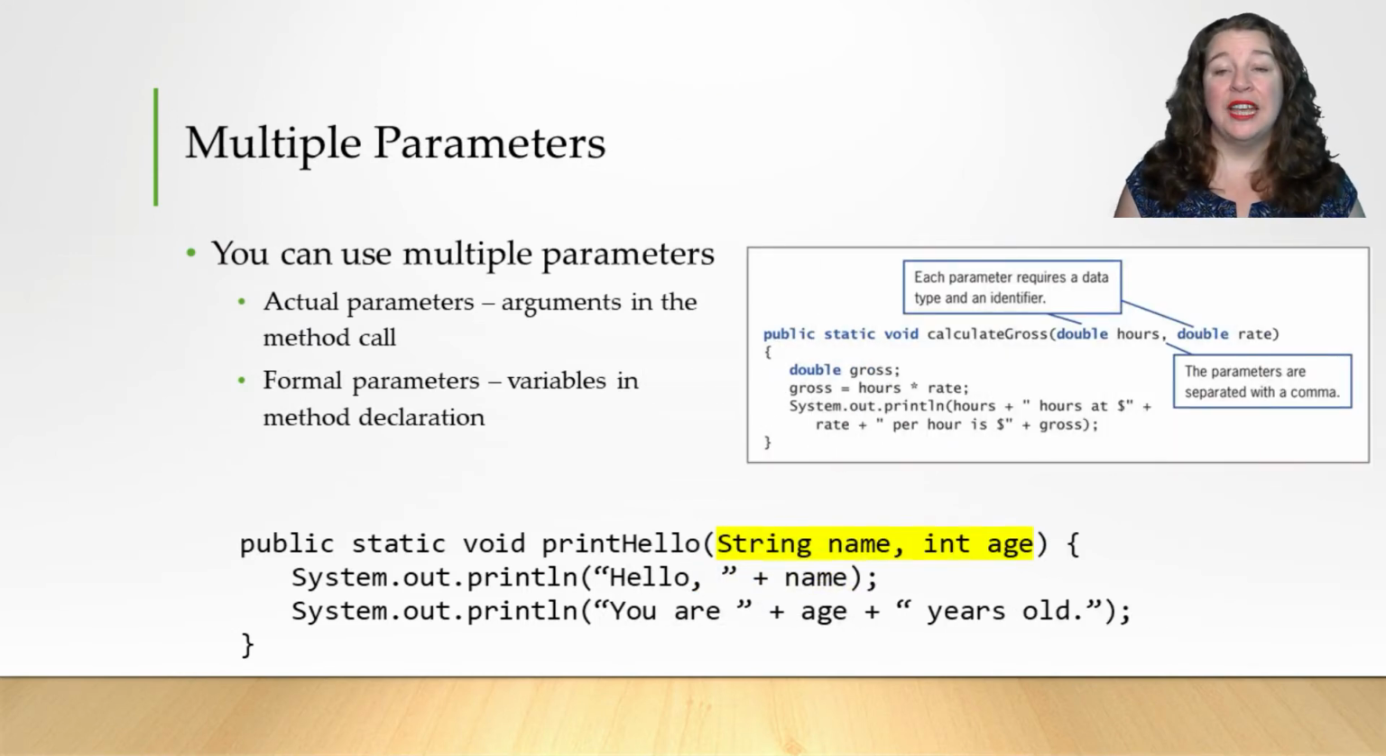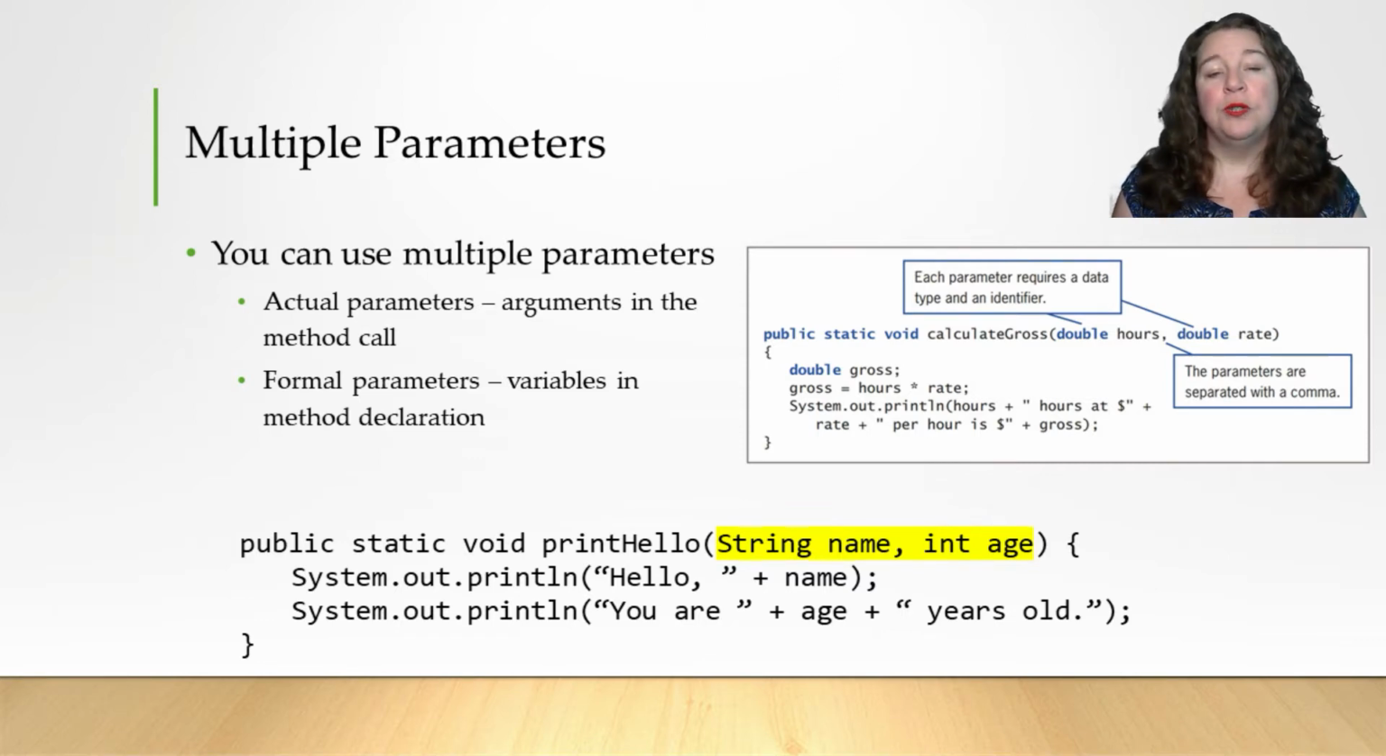You can obviously have multiple parameters. You don't have to have just one. And it's pretty easy. You just do data type and variable name, comma, data type, variable name. And those work fine. So if I wanted to calculate my gross income, I would say how many hours and what is my rate and pass those in, then do the calculations in the printout from inside there.